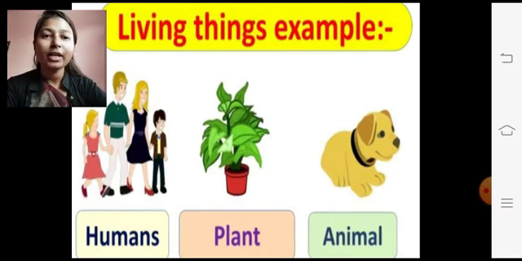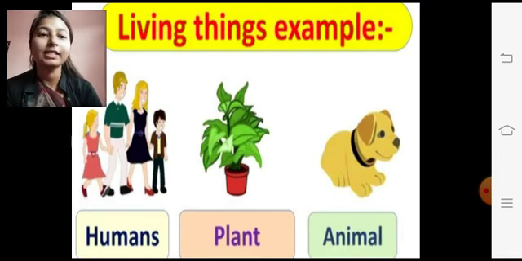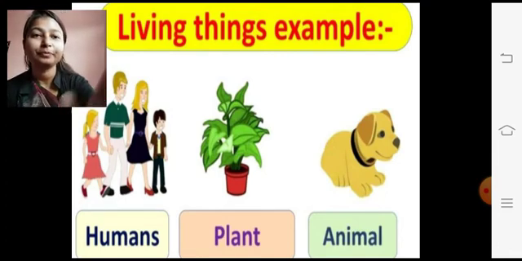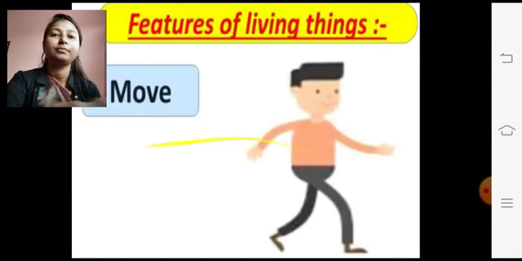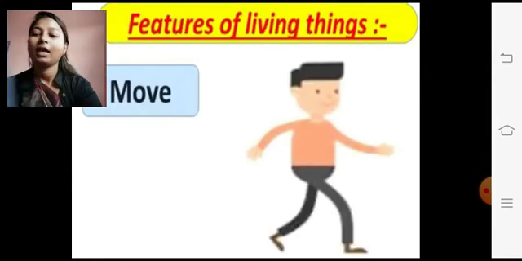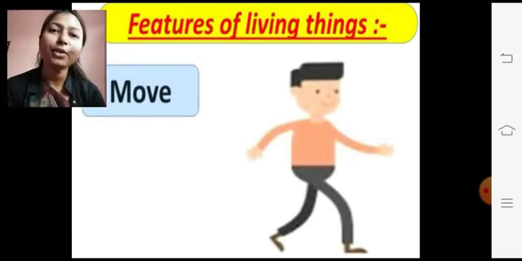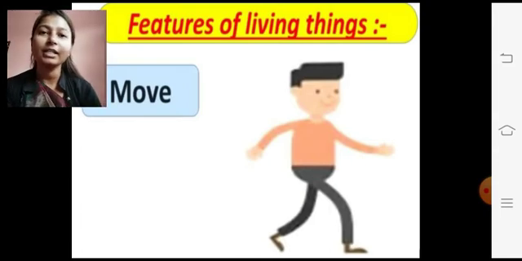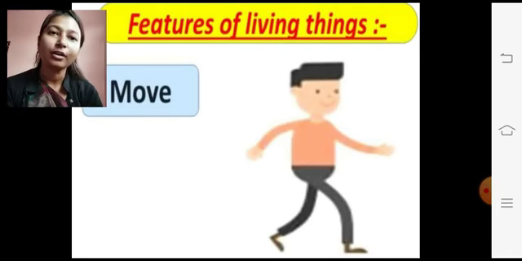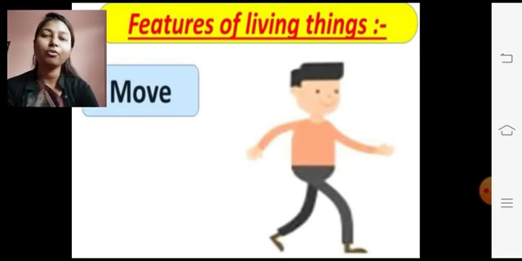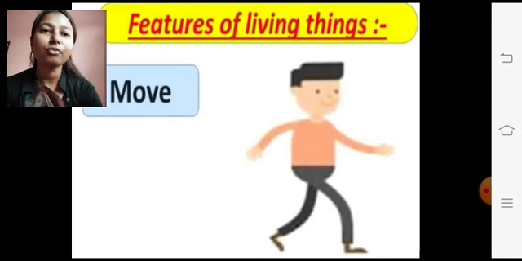Next one, can you identify? Yes, it is a plant. And next one is a dog. It is an animal. So now, if you see anything, how can you identify that it is a living thing or non-living thing? For this, you have to know the features of living things.